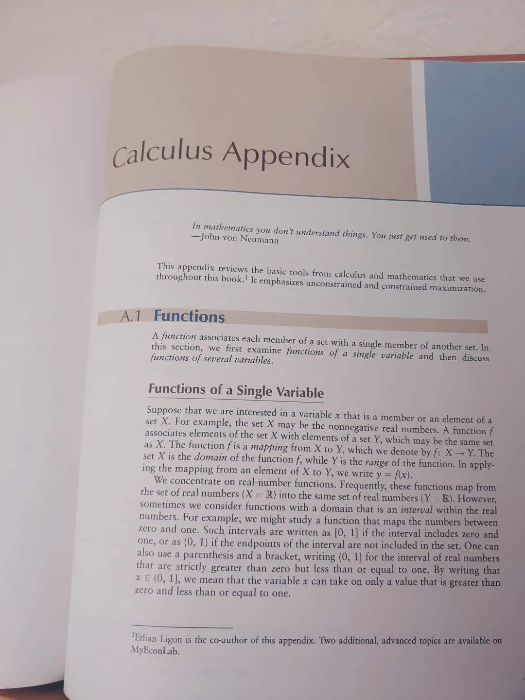One can also use a parenthesis and a bracket, writing open parentheses 0, 1 close bracket for the interval of real numbers that are strictly greater than 0 but less than or equal to 1. By writing that x is an element of open parentheses 0, 1 close bracket, we mean that the variable x can take on any value that is greater than 0 and less than or equal to 1.